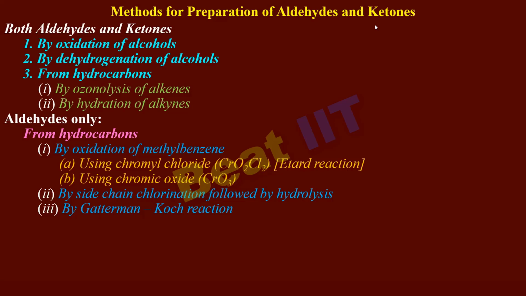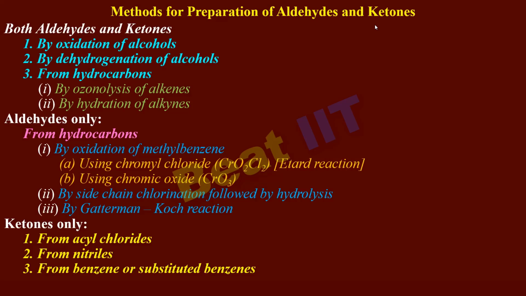After that, I will be talking about the category in which only ketones are produced. Here I will be talking about three methods: from acyl chlorides, from nitriles, and from benzene or substituted benzene. This third one is a very important named reaction, which is known as Friedel-Crafts acylation.